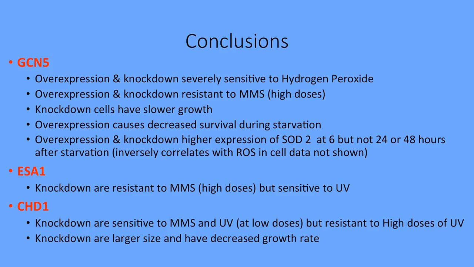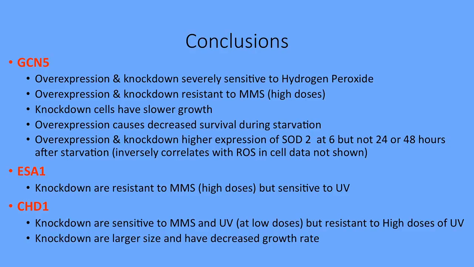And this is just a summary that GCN5 overexpression and knockout severely make them sensitive to hydrogen peroxide. Overexpression and knockdown make them resistant to higher doses of MMS, and the knockdown cells have slower growth. Overexpression causes decrease in survival during starvation, and then overexpression and knockout have higher levels of SOD2, and like I said, it inversely correlates with ROS, which is data I couldn't show you.